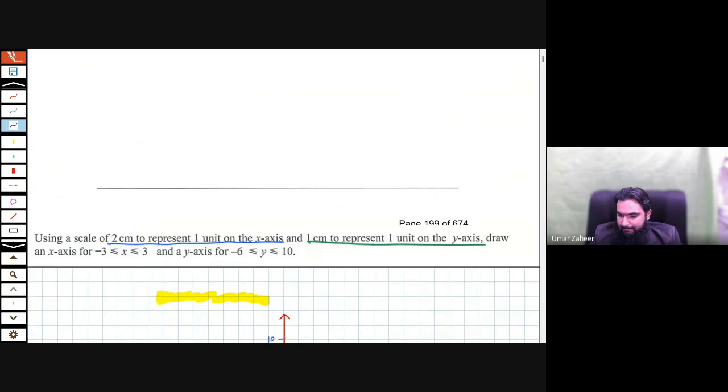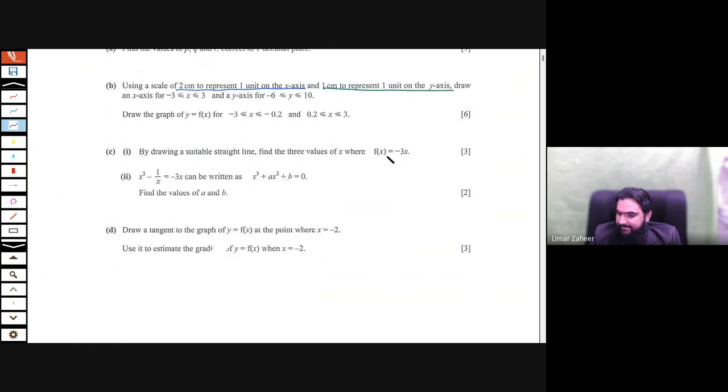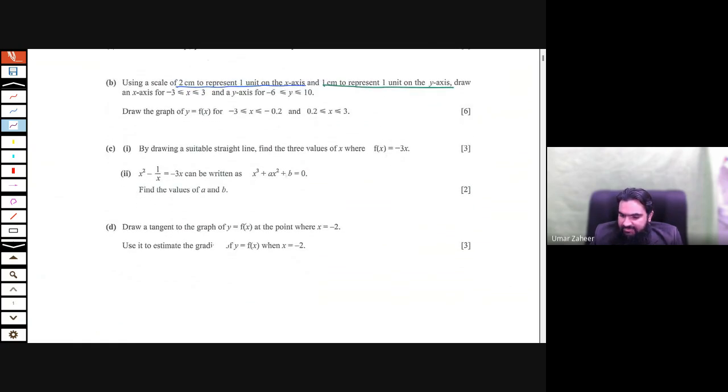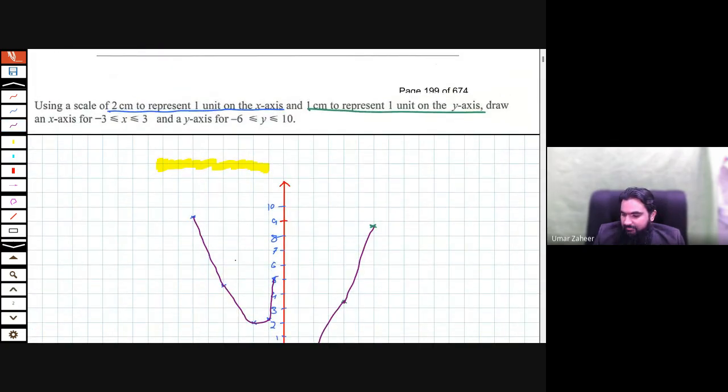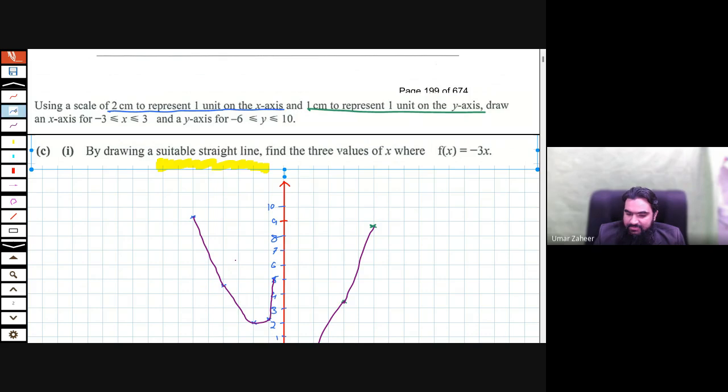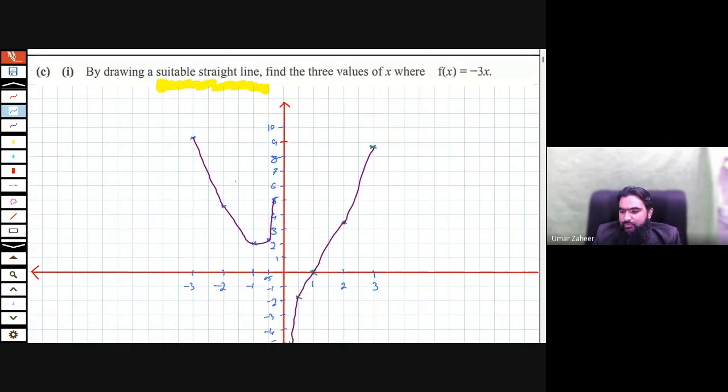All right. In the next part, he says that x squared minus 1 by x is equal to minus 3x can be written in this format. Oh, sorry. The first part, by drawing a suitable straight line, f of x is equal to minus 3x, you have to simplify them.